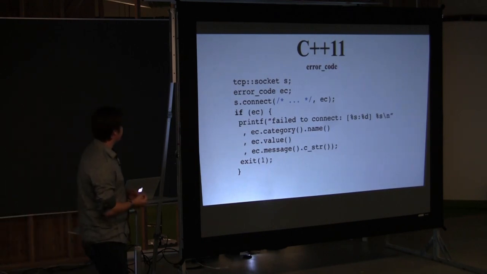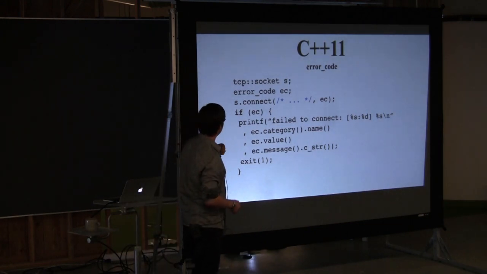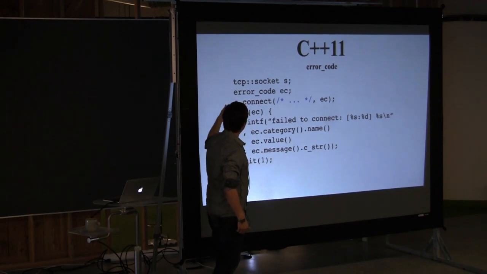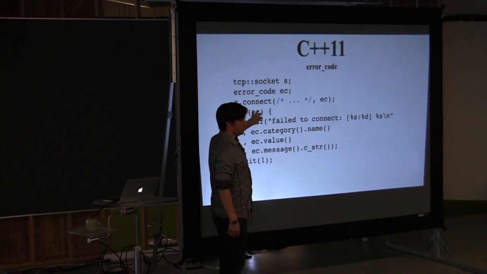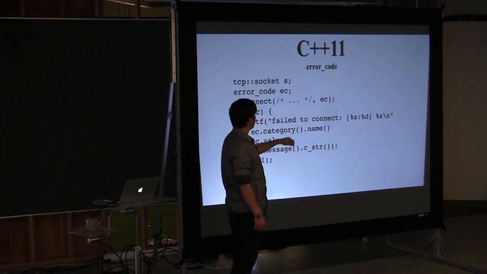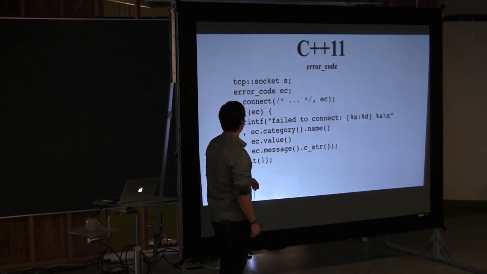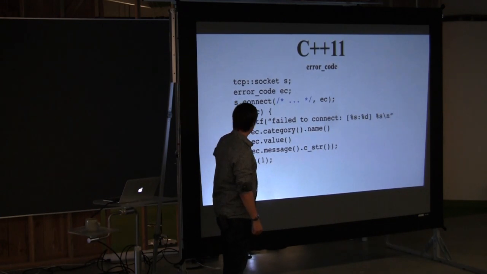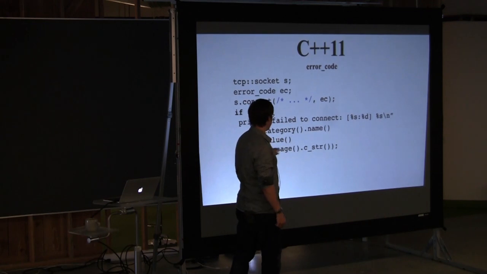So here's an example. This is how you would use error codes in the error code type in C++11. Create a socket, you connect it, and you typically pass in a reference to the error code. And if you got an error, you can check it here. Typically, all functions like this also have a version without passing in an error code, and they will throw an exception with the error code in it. Same thing, just depending on habit or whether you expect the error to happen or not. And you can print out the category name, the value, and the message.